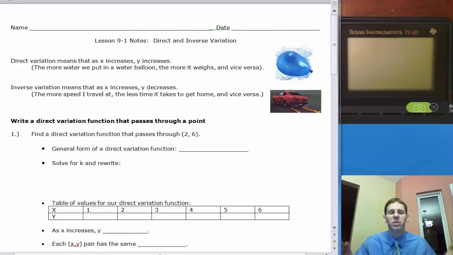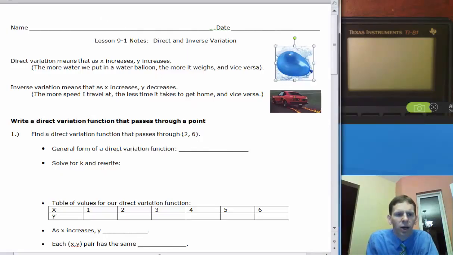So we're going to look at problems that have both direct and inverse variation. Let's take a look at this first problem. It says find a direct variation function that passes through the point 2, 6. When we're writing the general form of a direct variation function, it's going to be in the form y equals k times x. K is a constant that is going to be replaced by a number in just a few minutes.